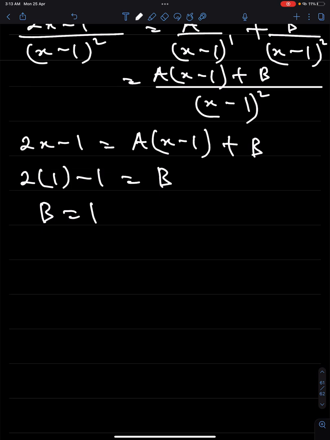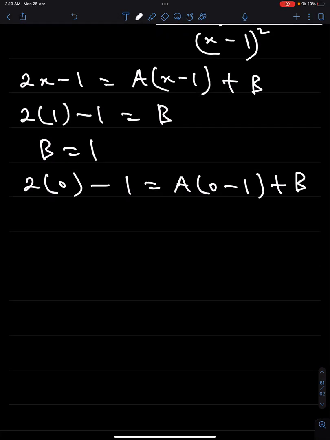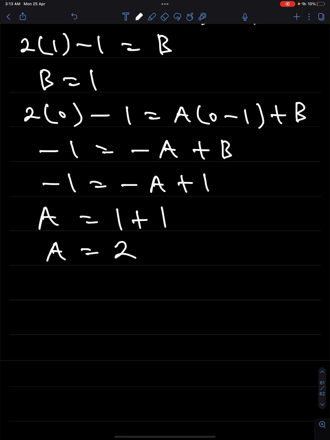Now what do I put to get a? Let me just put x equals 0. That means 2 times 0 minus 1 equals a into bracket 0 minus 1 plus b. My battery was running out. Yeah, that means minus 1 equals minus a plus b. I already know what b is, that's plus 1. So I bring minus a to the left hand side and it becomes plus a, and I take minus 1 to the right hand side, which becomes plus 1. So a is equal to 2.